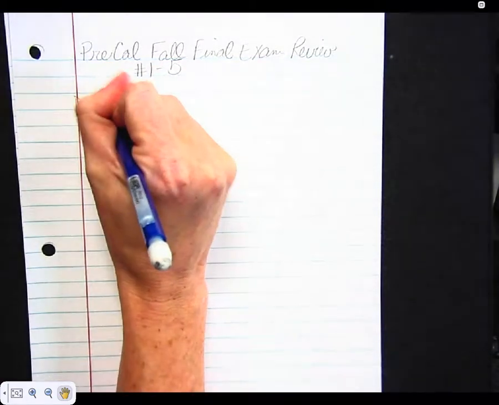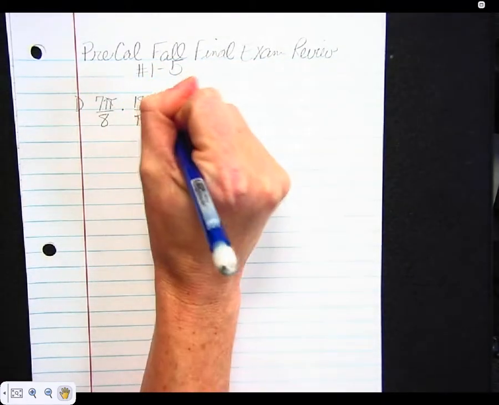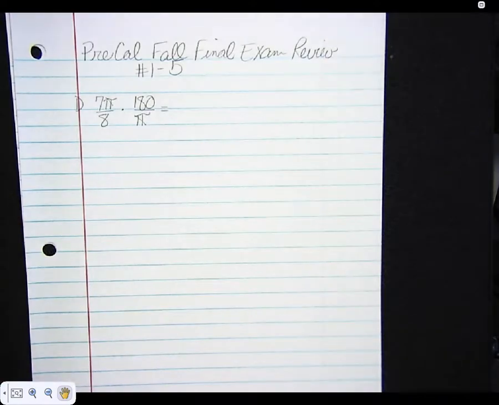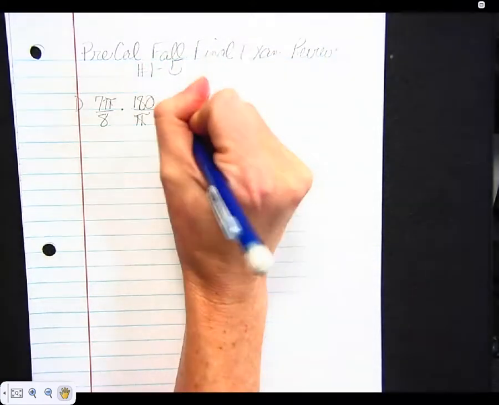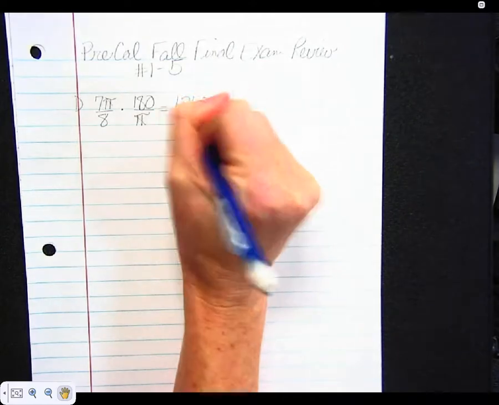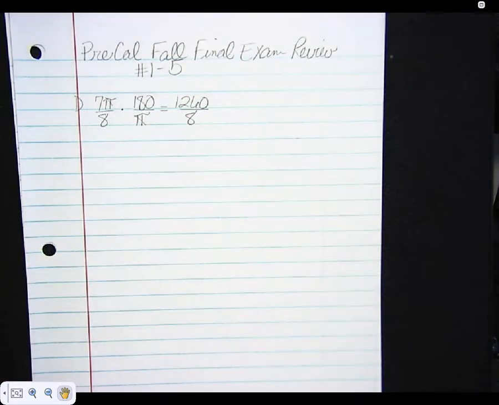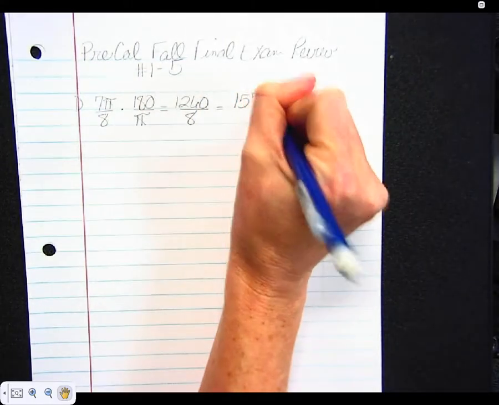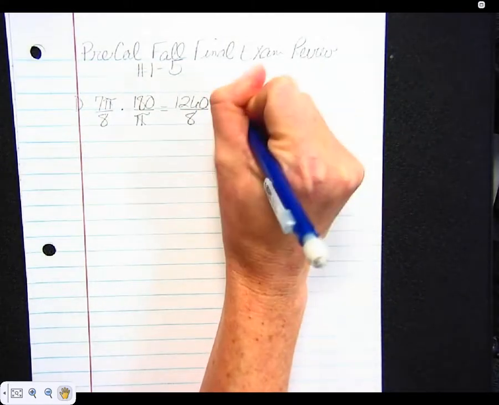So I would need to have one of the pi's on the top and one of the pi's on the bottom so that they'll cancel out. And so now with my fraction, I'm going to do 7 times 180 up there on the top, which gives me 1260. And on the bottom, I'm going to have 8. So 1260 divided by 8 gives me 157.5 degrees.